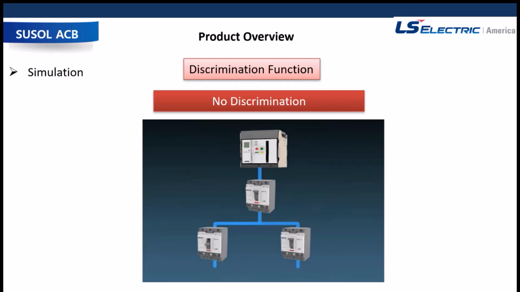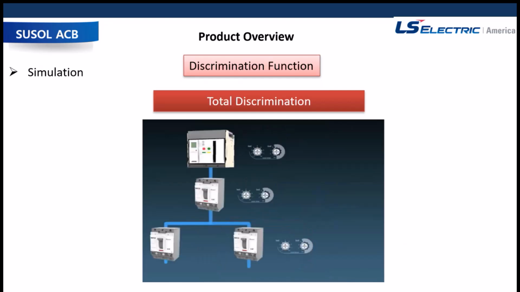Now they're just showing another way of simulating discrimination. So this is no discrimination, and this is total discrimination. This is the proper setup of your network. You have an air circuit breaker or a vacuum circuit breaker at the top feeding air circuit breakers on a network. Then all the breakers below that on the network are properly set up to trip out and send a signal to the breaker above it not to open during that event, so it keeps everything else on the network alive.